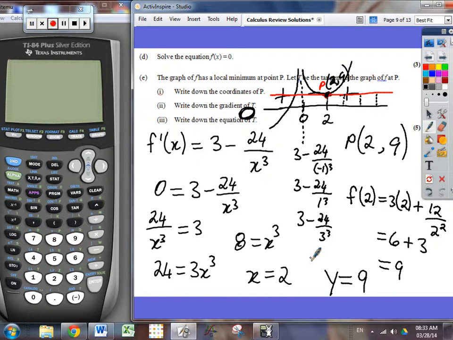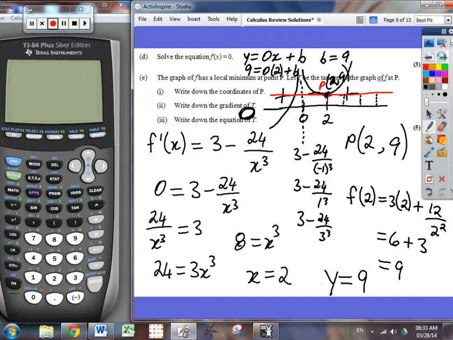Another way you could have found that would have been by substituting into y equals mx plus b, and we've got 0x plus, and then you'd have to figure out what b is, and you could substitute in your known point P, 9 equals 0 times 2 plus b, and you realize that b is equal to 9 that way. So y equals 0x plus 9, ergo y equals 9.